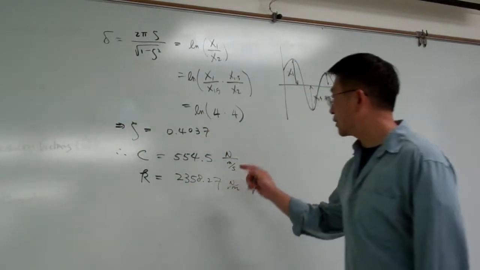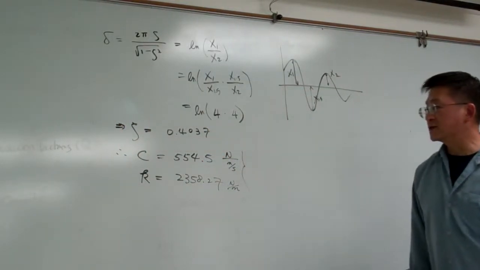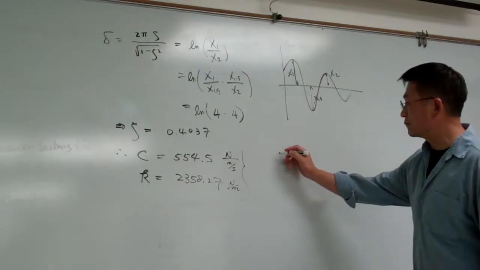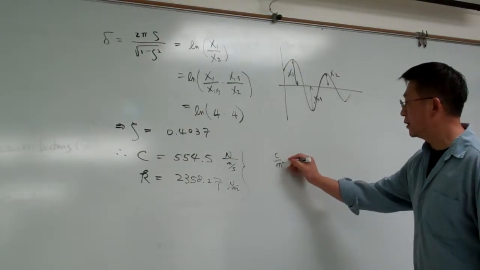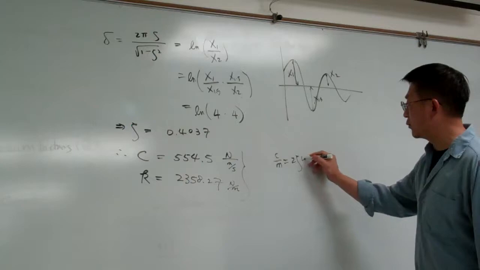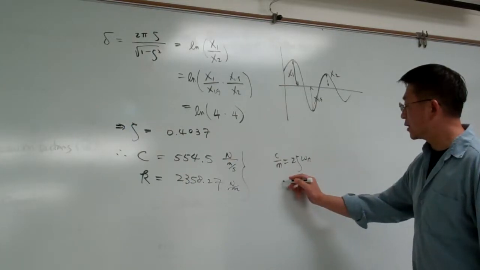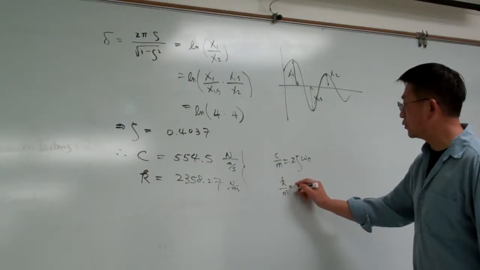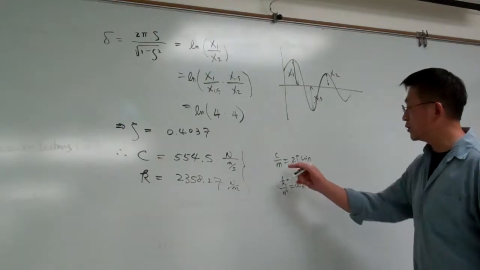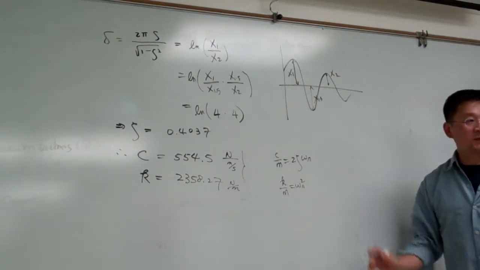So how can we do this one? Basically, we're using the information C over M equal to 2 zeta omega n, and K over M equal to omega n squared. We're simply using the two equations to obtain this.